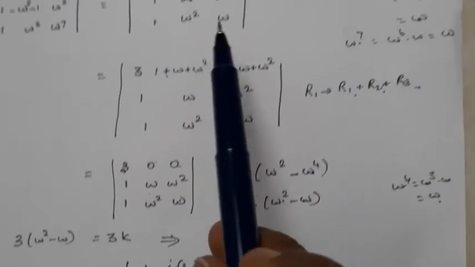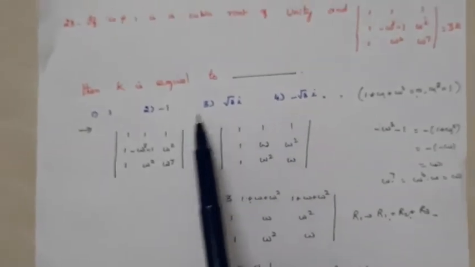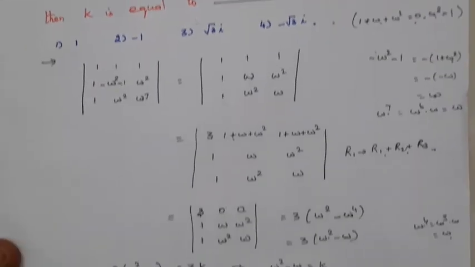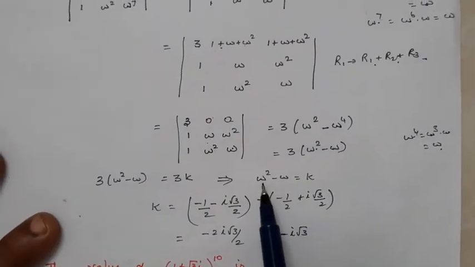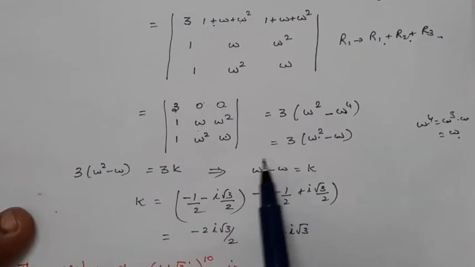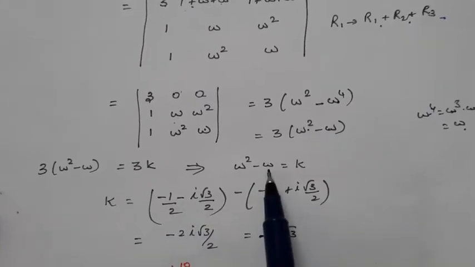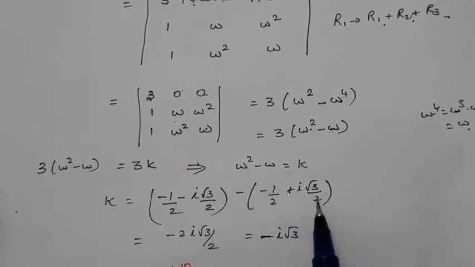But it is not given in the form omega squared or omega. It has been given as some values, root 3i. So let us replace the values of omega and omega squared. As they are the cube roots of unity, omega squared will be minus 1 by 2 minus i root 3 by 2, and the value of omega is minus 1 by 2 plus i root 3 by 2.